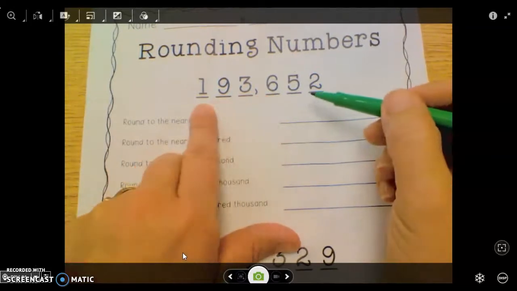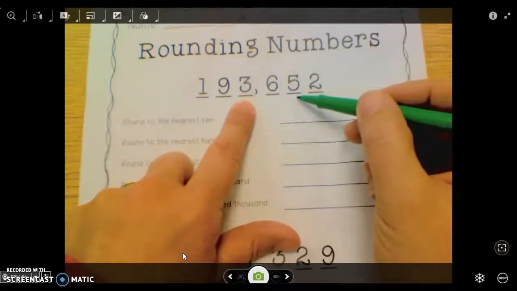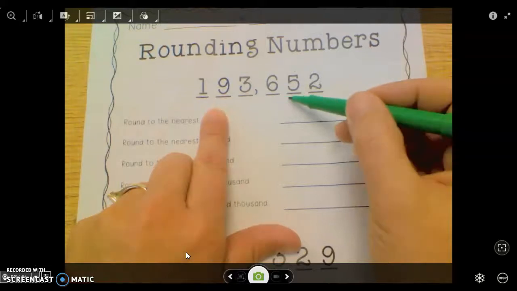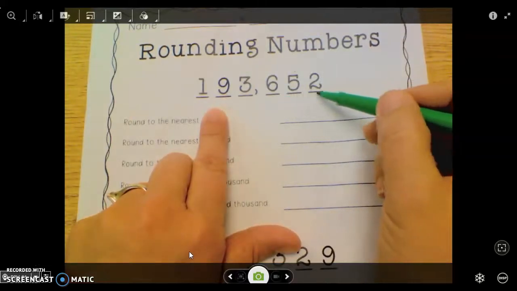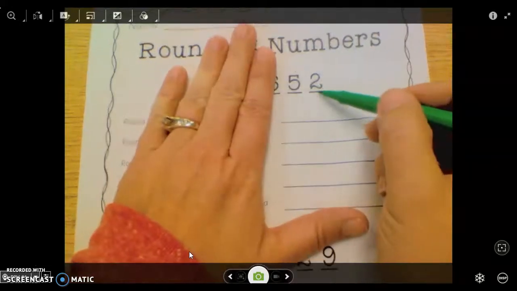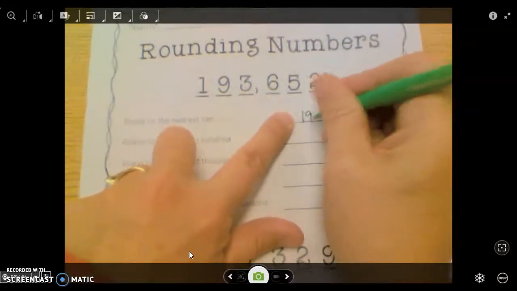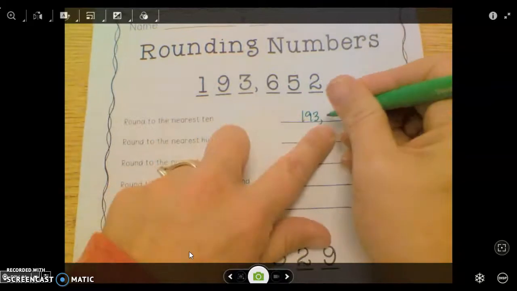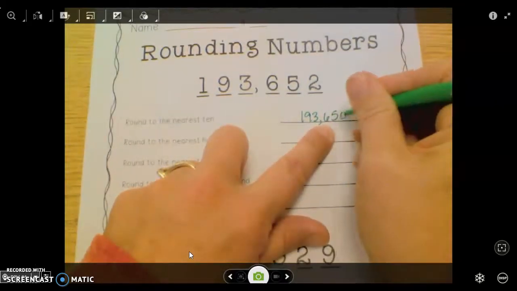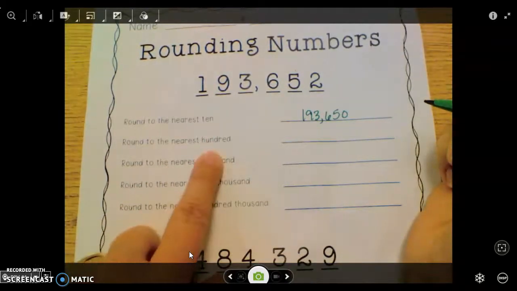193,652 to 193,650 or 660? I know that 52 is closer to 50, so I'm going to include all of these numbers in my number. 193,650. Now I'm going to round to the nearest 100.